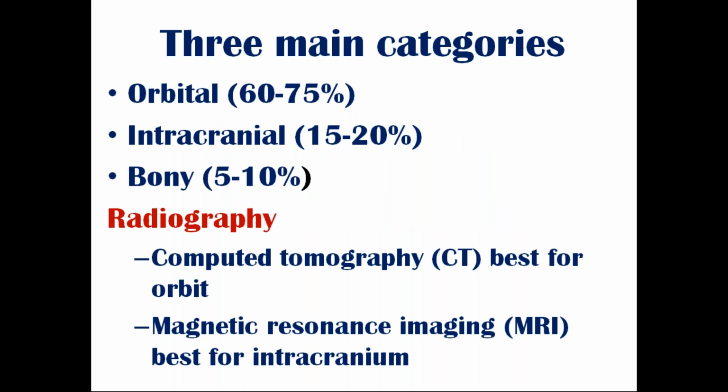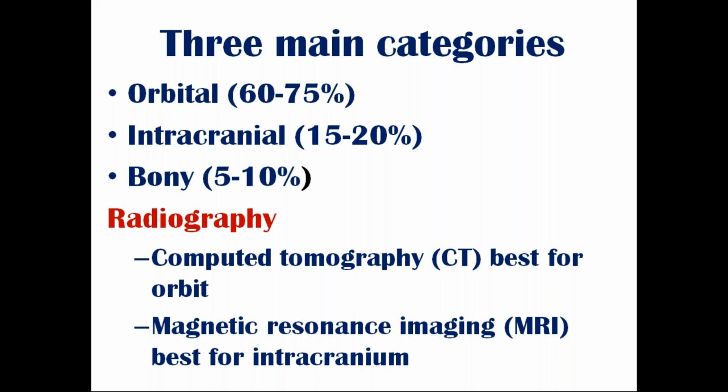Good morning to all. Today I am going to talk about the complications of sinusitis. First, there are three main categories of complications. One is the orbital complications, which are the most common type. 60 to 75% of the complications of sinusitis are orbital complications. The next are the intracranial complications, which account for only 15 to 20%. And the bony complications account for 5 to 10%.